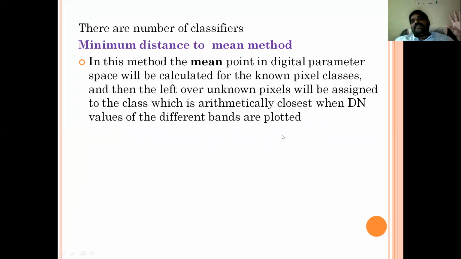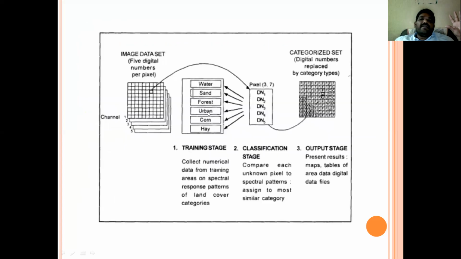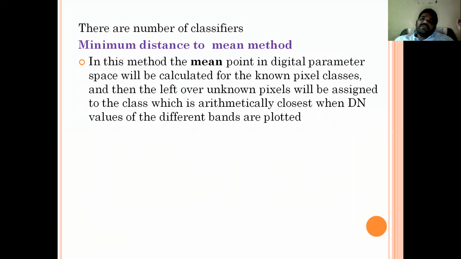And next one is minimum distance. In this particular location image, water, sand, forest, urban, corn, hay are there. The same will appear in the output as forest, W for water, S for sand, U for urban, C for corn, something like that. All the attributes will be displayed here instead of digital numbers. These are the digital numbers 1, 2, 3, 4, 5. Understand? Like this.